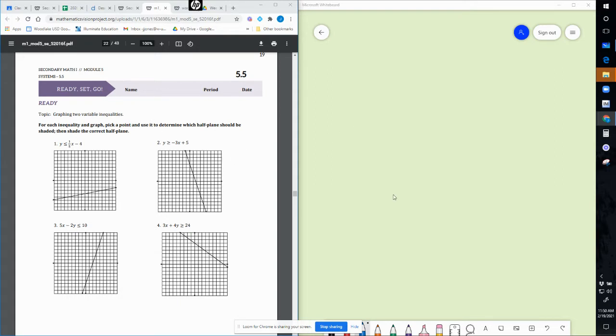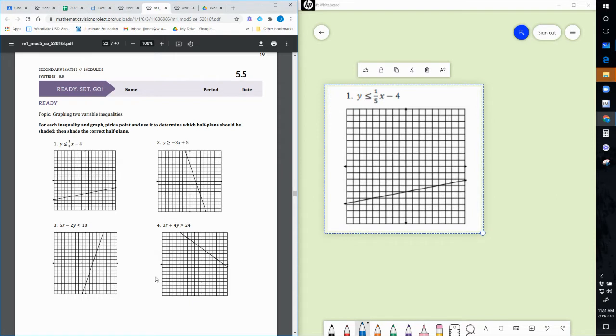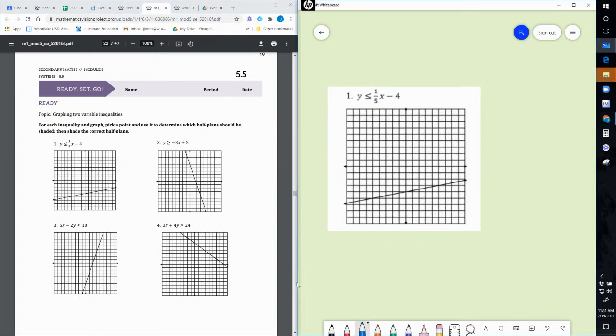The first one says, for each inequality and graph, pick a point and use it to determine which half plane should be shaded, then shade the correct half plane. So that sounds kind of different, right? So here's what we're going to do. First, I'm going to make this big over here, and this is problem 1, right?